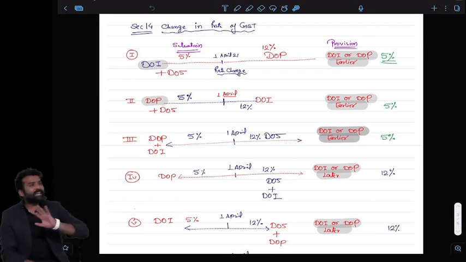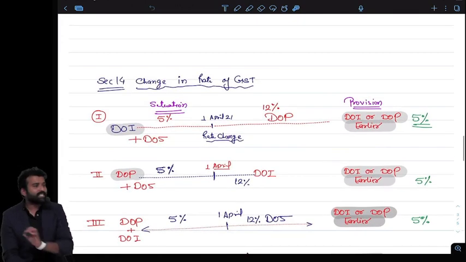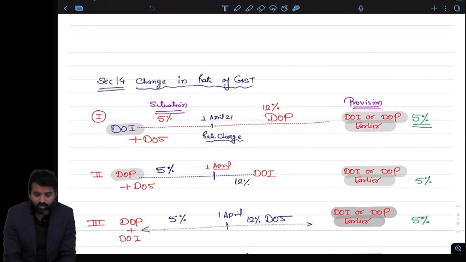In section 14, in both the cases, the section is the same. So whether it is supply of goods or supply of services, the rate change section will be the same. All the same for both situations, whether it is goods or services. Okay. Nice. So this is about section 14, change in rate of GST.